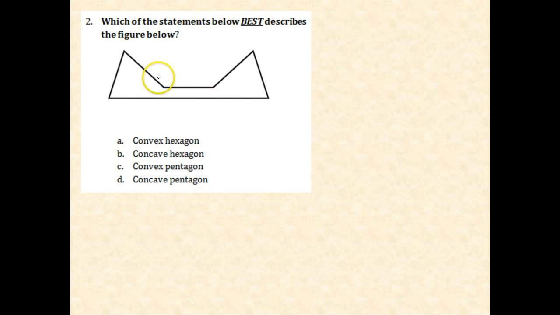Okay, let's look at this one. This one looks concave. It's caved in right here. So it's concave, so I'm going to cross off everything that says convex. And now, is it a concave hexagon or a concave pentagon? How many sides are on there? 1, 2, 3, 4, 5, 6. 6 sides, that's a hexagon.